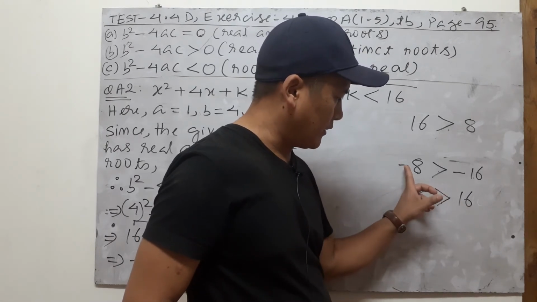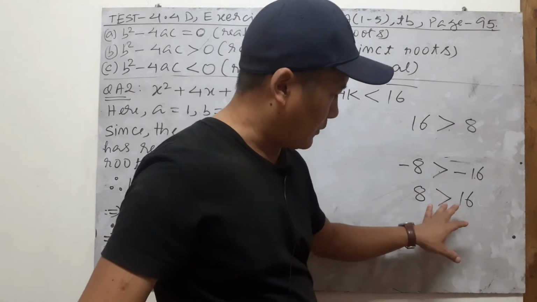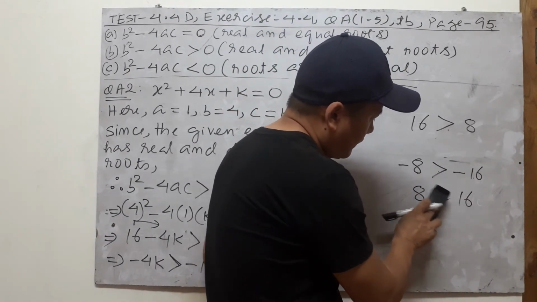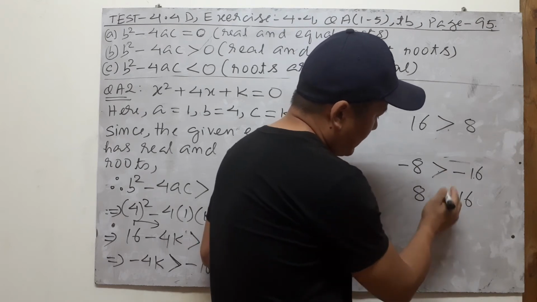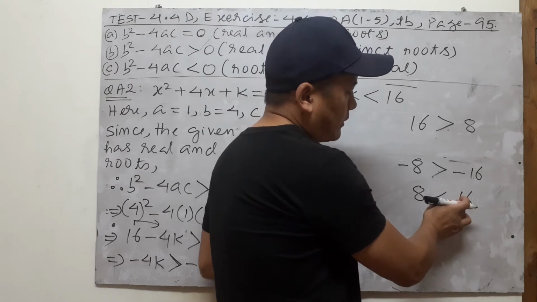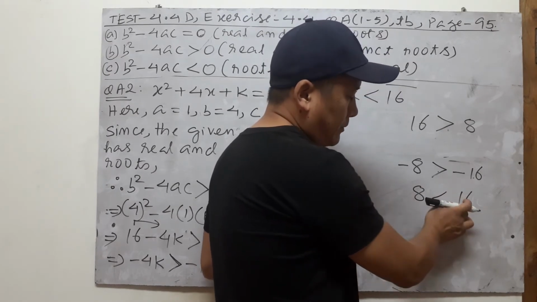Since you changed negative to positive, now to make this correct, because you're changing negative, you have to change this ulta. Greater than becomes less than. Now that's correct. Plus 8 lesser than plus 16.